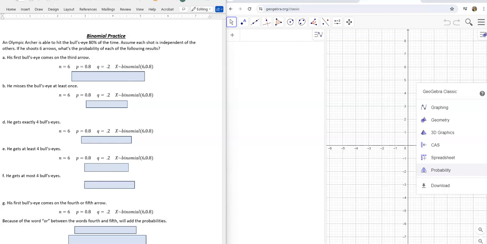So an Olympic archer is able to hit the bullseye 80% of the time. Assume each shot is independent of the others. If he shoots 6 arrows, what's the probability of each of the following results?